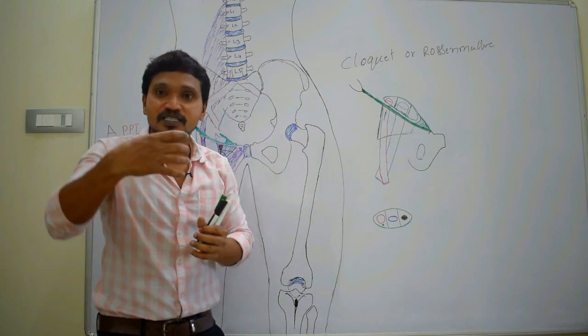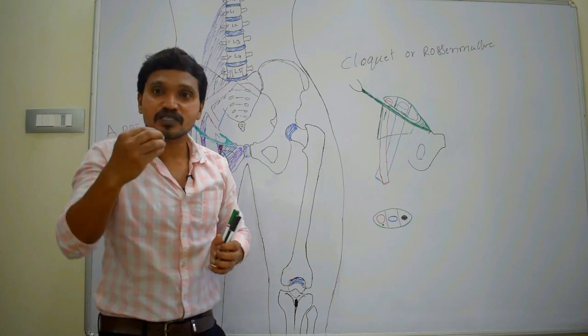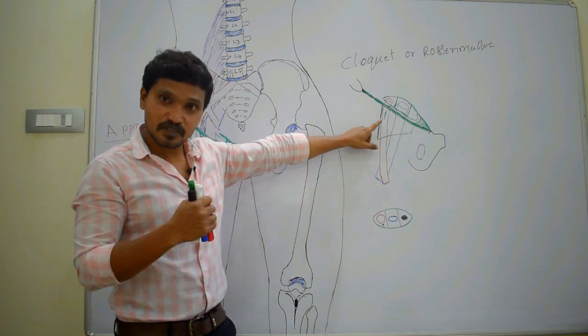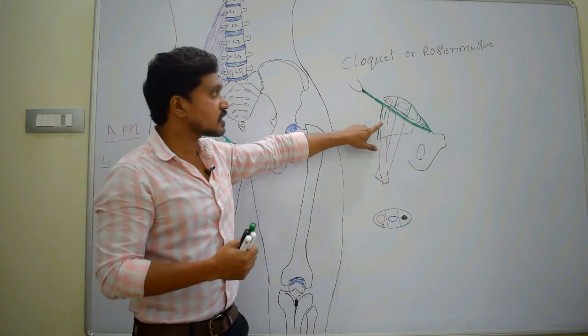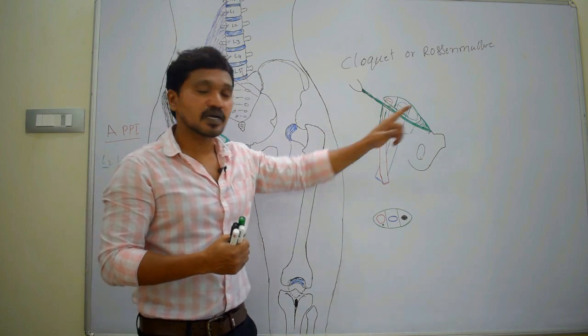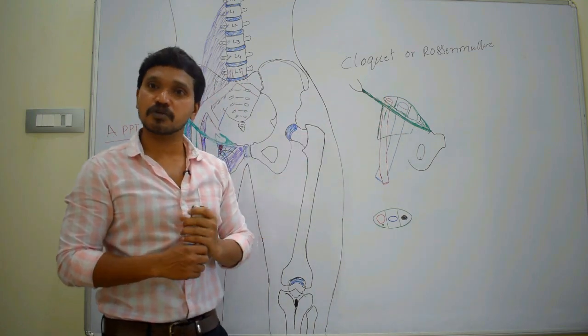So that is why there is a sleeve. This sleeve or sheath will be allowing the gliding of these vessels. So what is the function of it? It allows the free gliding of the femoral vessels in and out behind the inguinal ligament during hip movement. So this is the function of the femoral sheath.